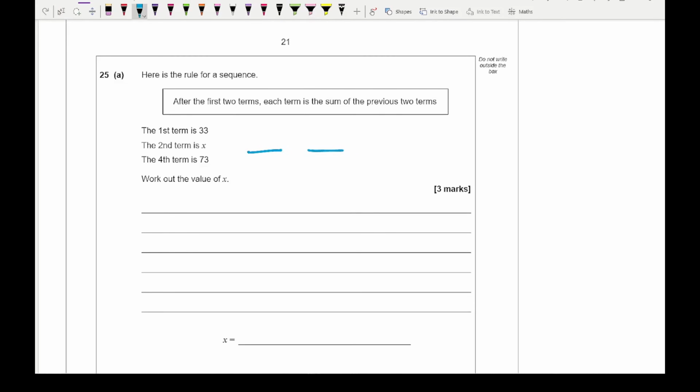So let's have a look, if we just have some spaces. Now the first number is 33, the second number is x, and the fourth number is 73. Now to work this rule out, to work out what this number here is going to be, I need to add these two together. So this is going to be 33 plus x. Then what I can do is, using this plus this, the second term plus the third term, equals 73. So therefore what I've got is x plus 33 plus x equals 73.